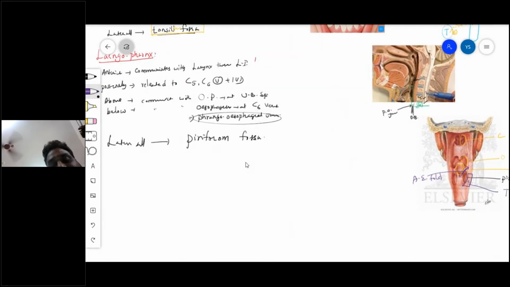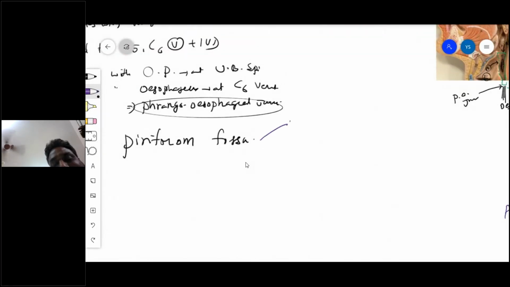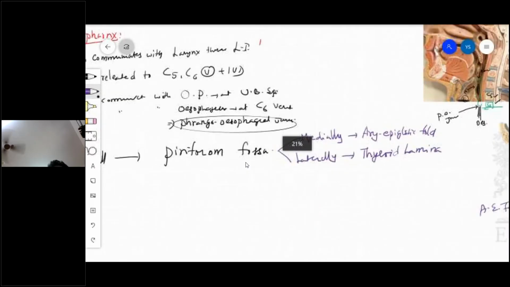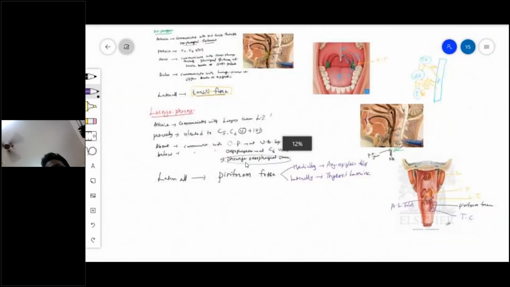So if you see the boundaries of the pyriform fossa, medially the epiglottic fold, and laterally the thyroid lamina, the thyroid cartilage lamina. And it's covered by mucous membrane. These are the boundaries of the pyriform fossa. Is it clear?